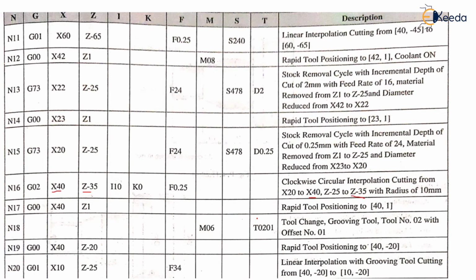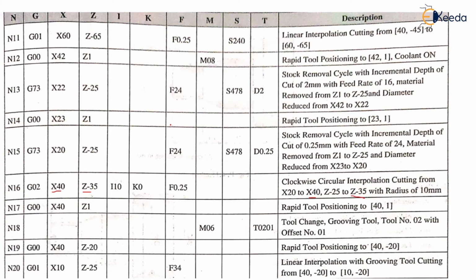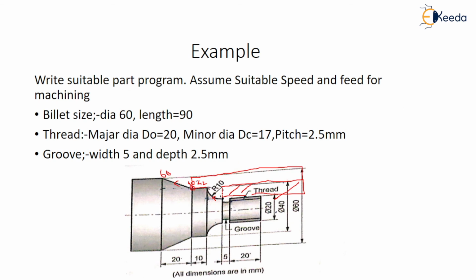Okay. So grooving, G00 X22 Z1, again rapid position to 22, 1, M06 T0301, tool change to threading tool, tool number 3 with offset number 1. G00 X20 Z0, rapid tool positioning to 20. Now we are moving to the threading cycle. After the grooving, we used the grooving tool. We use G01 for grooving because it is again linear interpolation only, in the perpendicular direction. Or you can use some different grooving cycle; it depends on you.